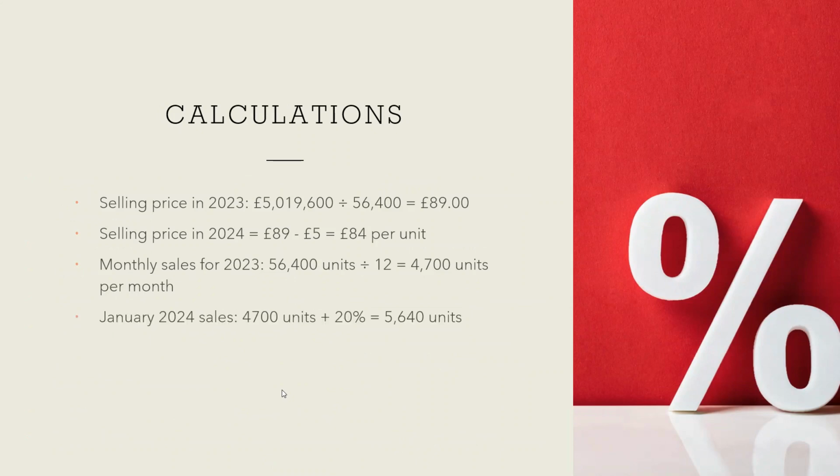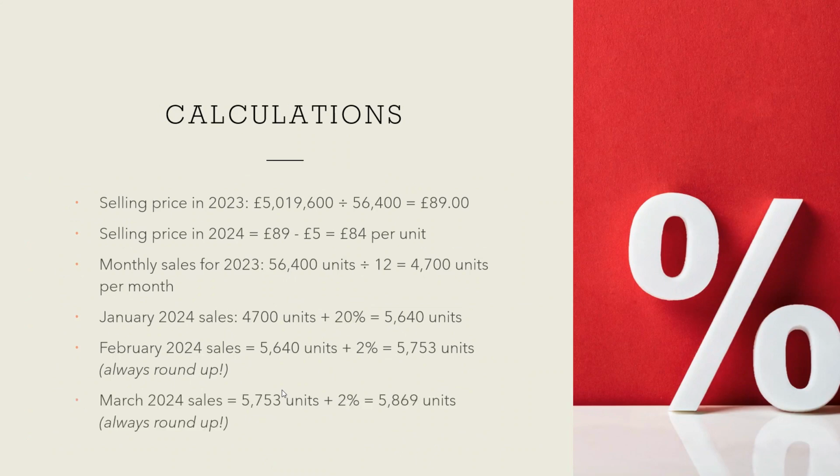Monthly sales were 4,700 units. And so for January, we're going to bump that up by 20%. So that means January's sales will be 5,640 units. February's sales will be 2% on top of that 5,640. So that'll give us 5,753 units. If we get a decimal at any point when we're working with units, whether it's in break-even, target profit, or production budgets and sales budgets, we always need to round up to the nearest whole unit. Otherwise, you're not going to quite achieve your targets. And then finally, March's sales will be based on February's units of 5,753 plus another 2% will give us 5,869. And again, you will need to round up no matter how small the decimal is.